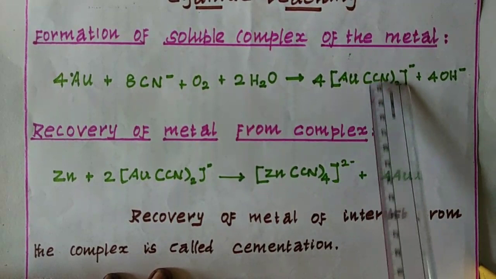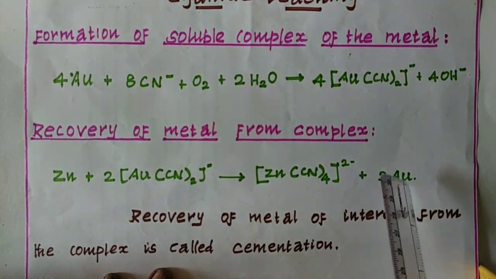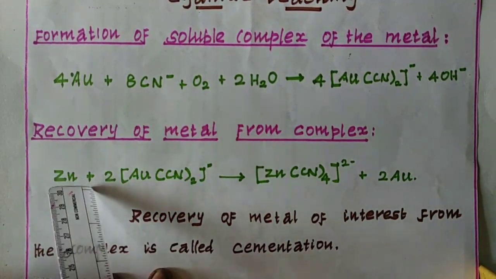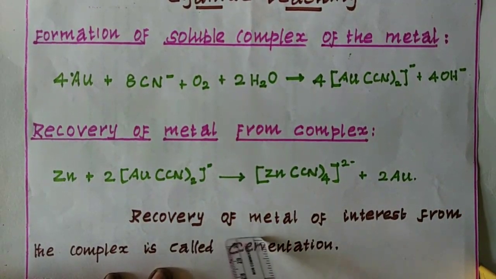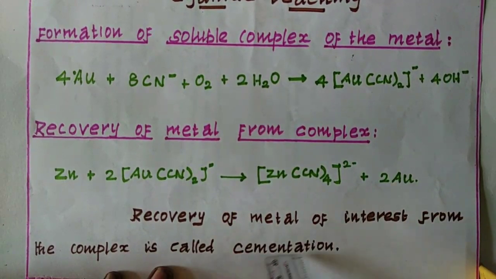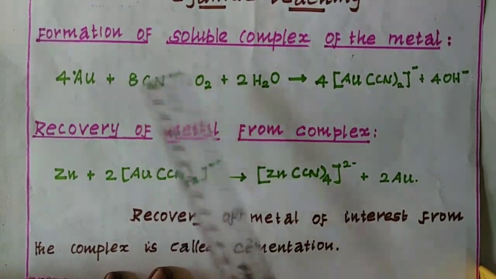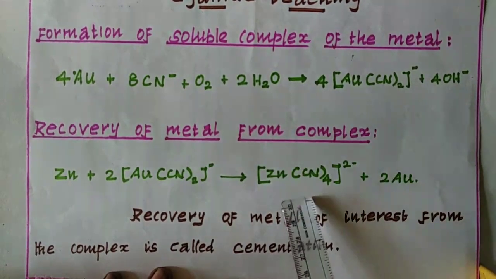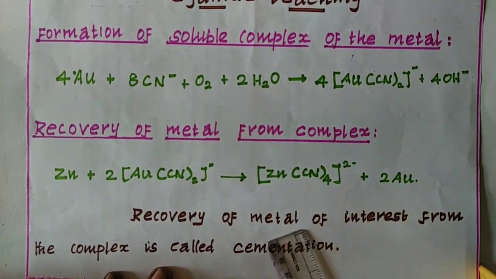So here the gold complex is formed. From the gold complex, what is recovered? Gold is recovered by allowing it to react with the zinc metal. So this step 2 is called cementation. It's given here: recovery of the metal of interest from the complex is called cementation. So clear? Cyanide leaching involves 2 steps. Step 1 is the formation of a soluble complex, and step 2 is the recovery of the metal from the complex, and so it is called cementation.